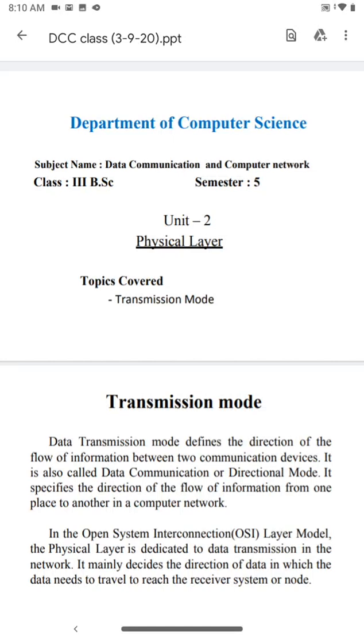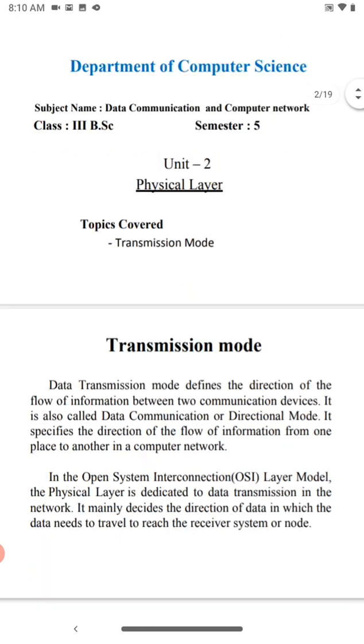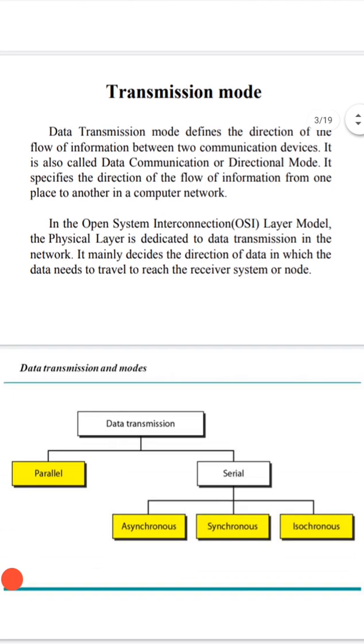Good morning, students. In this class, we are going to discuss transmission mode. So, what are the types of transmission modes? First, we study what transmission mode is.